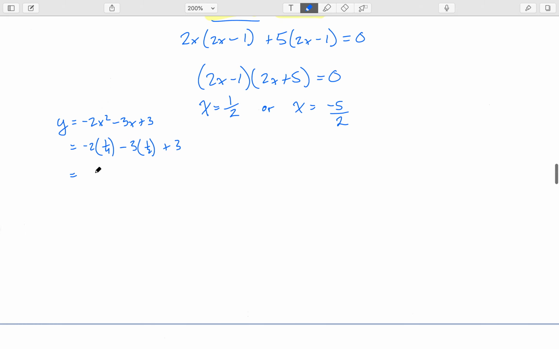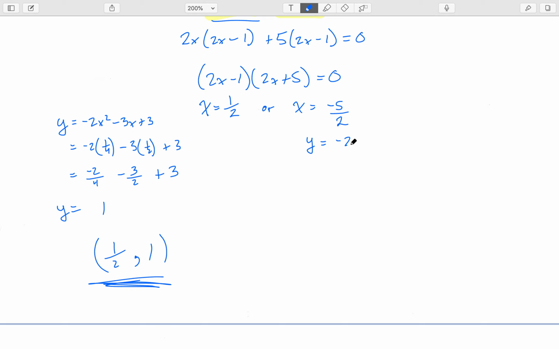I get negative 2 quarters. Hang on, negative 2 quarters, isn't that the same as a half? Yes, it is. Minus 3/2 plus 3. So this is minus a half minus 3/2, which is minus 4/2, which is negative 2. So that's what this thing becomes. So this becomes negative 2 plus 3, in other words, 1. So here's my first solution. When the x value is a half, the y value is 1. Let's do the other one.